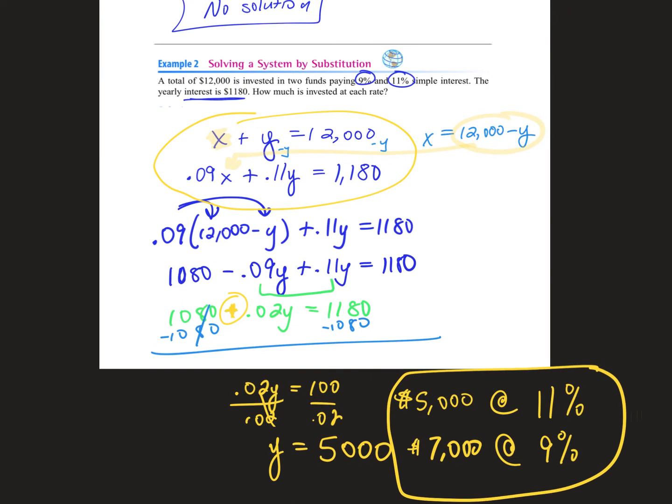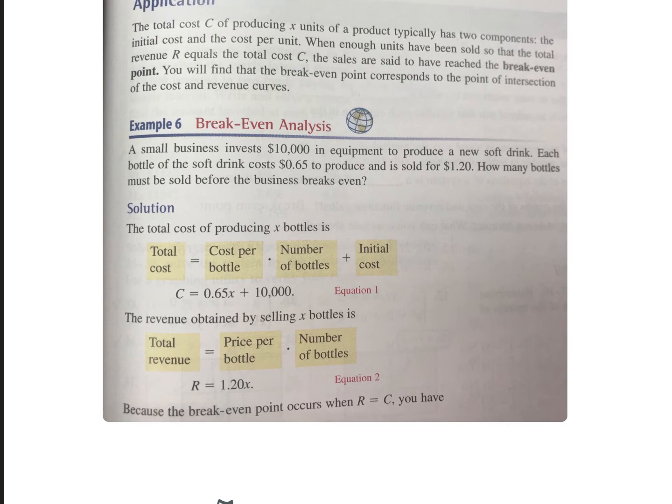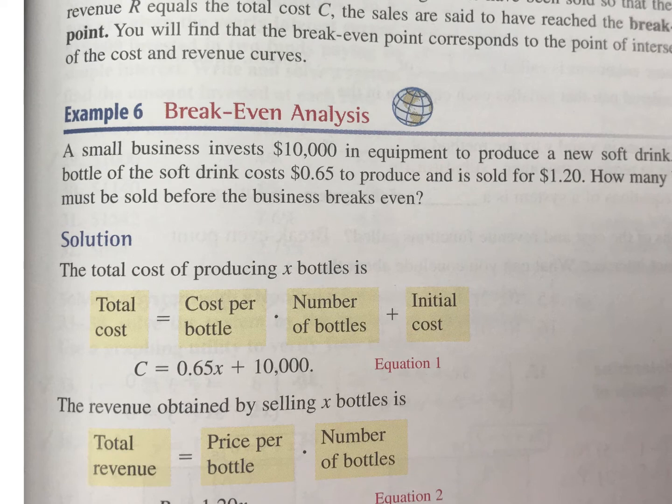All right, moving along. You guys are going to have a question or two on WebAssign, and it's going to talk about the break-even point. In business, when you break even, your cost and your revenue or your profit are what? When you break even? The same. You're looking for the equilibrium point. What do you think the equilibrium point is when something is what? Equal. Good.